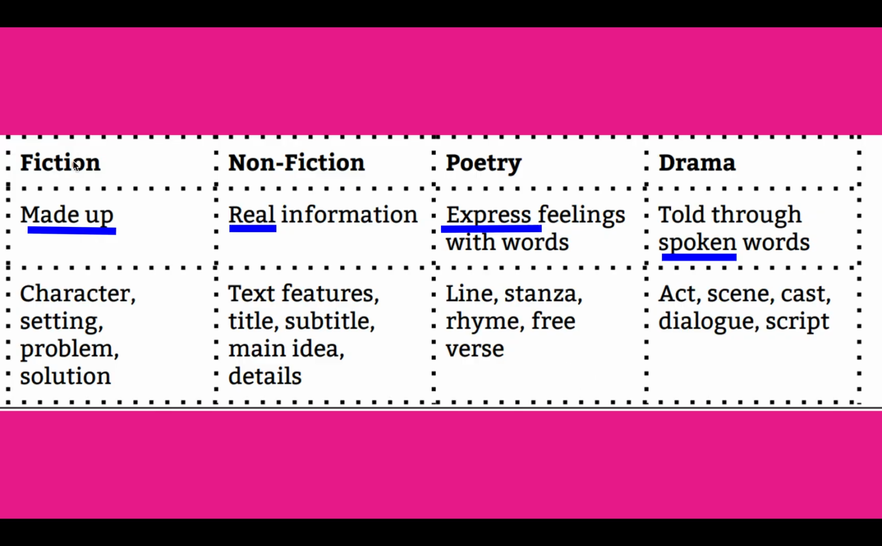We have these different genres. Before we start, we have fiction, meaning it's a made-up story. It has a character, a setting, problem, and solution. Nonfiction means we have real information, and we have text features, a title, subtitles, main idea, and details. For poetry, we express feelings with words. We have lines and poems. Stanza is the group of lines in poems. They rhyme, or they could be free verse. A drama is told through spoken words. They have acts, scenes, a cast, dialogue, and script.